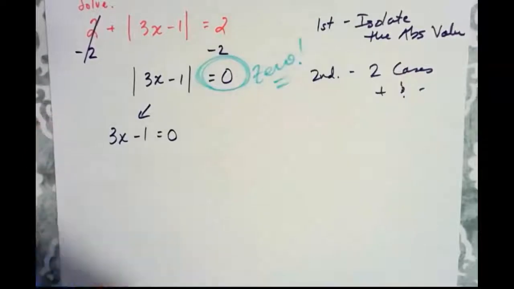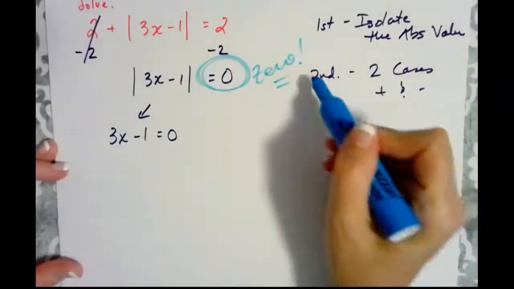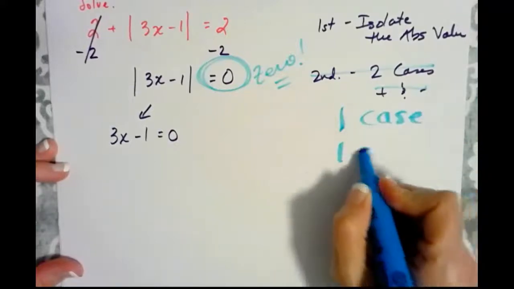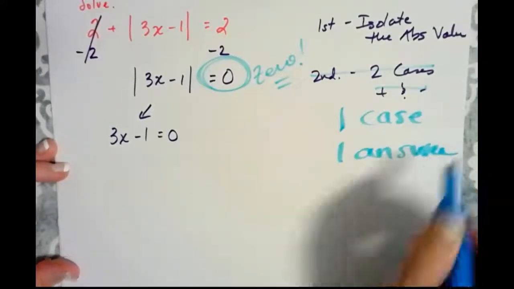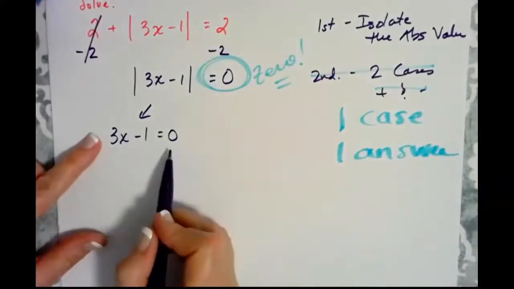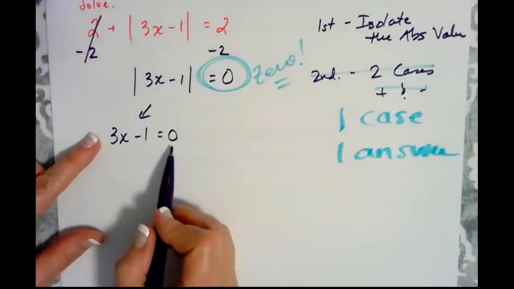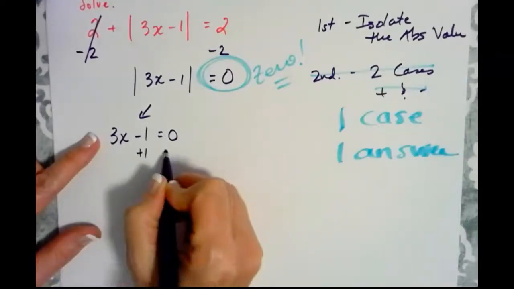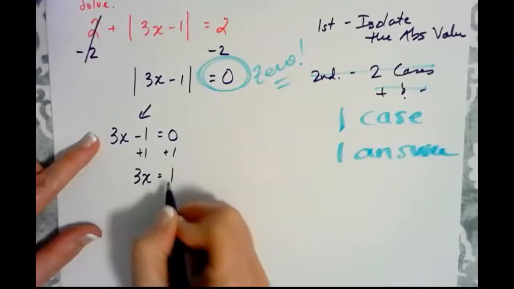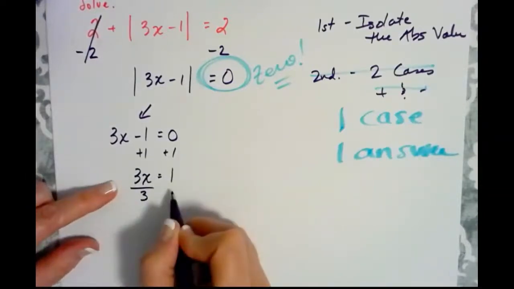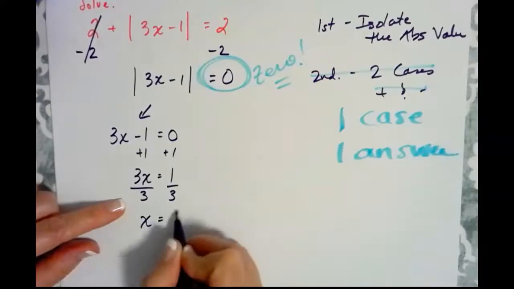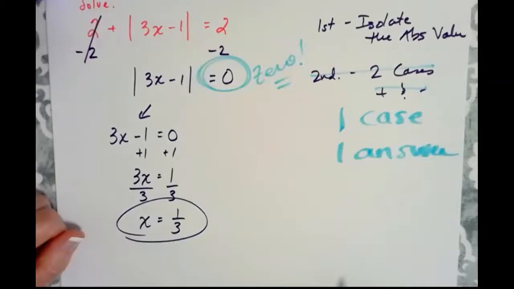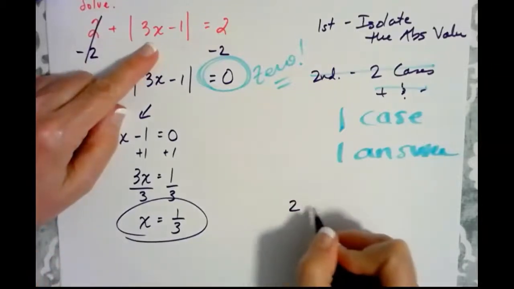So when we have a 0, there aren't going to be two cases. There's only going to be one case, one answer. That's it. So why? Because 0 is neither positive or negative. So one case, one answer. If 3x minus 1 equals 0, plus 1, 3x equals 1, divide by 3, x equals 1/3. Only one answer here. That's it. We can plug it back in and give it a quick check.